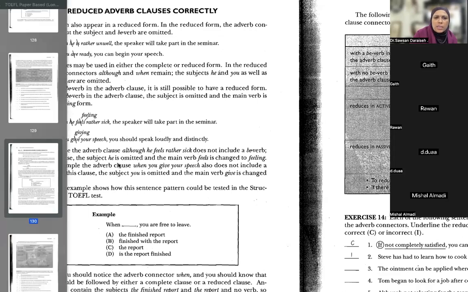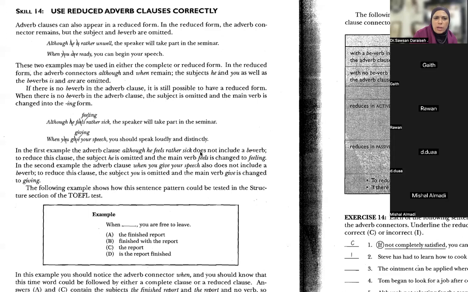In the first example, the adverb clause, although he feels rather sick, does not include a be verb. As we can see, there is no be verb. To reduce this clause, the subject he is omitted, and the main verb feels is changed into ing. Notice that the present simple is usually flipped to ing. To reduce this clause, the subject he is omitted and the main verb feels is changed to what?